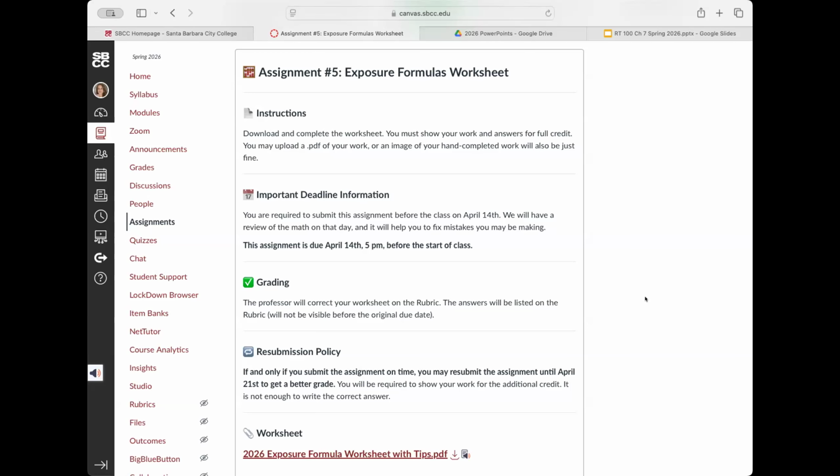Okay, so if you turn it in and you get half of it wrong, then you get half the points. But if you do turn it in, then you have the opportunity to submit it again with the correct answers that you will find in the rubric.